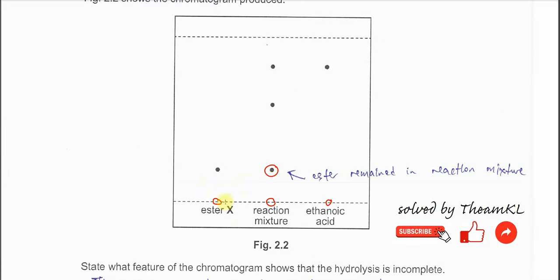Sorry, there is ester inside the reaction mixture, because this spot has the same retention factor as the ester X, and also there is acid here, right? So this is a spot, and both have the same retention factor. This is the retention factor of the ester X, so we know that this spot is ester. This spot is the acid.